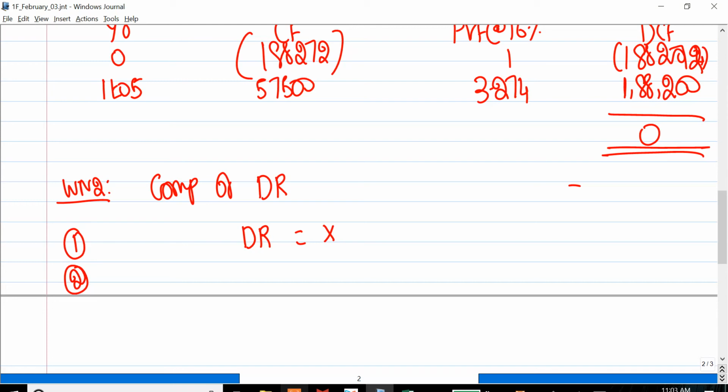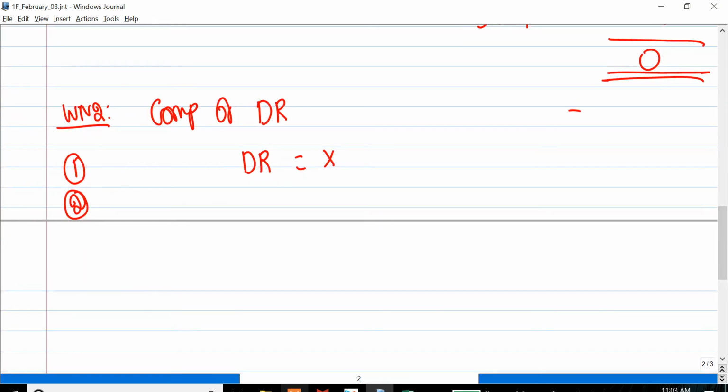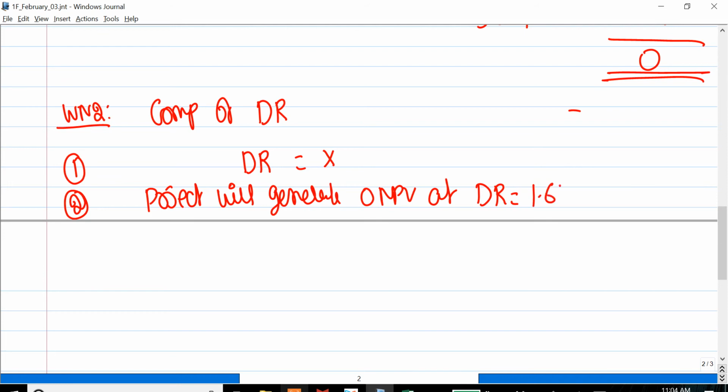And hence the project will generate 0 NPV at a discount rate of 1.6x. Any doubts on this?